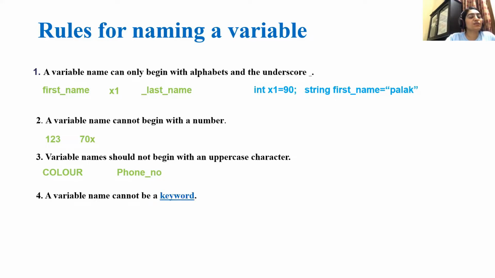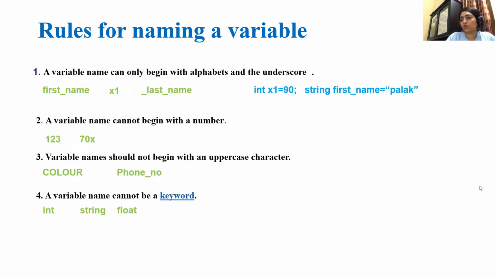A variable name should not be a keyword. What is a keyword now? You might be thinking, what are the keywords? For example, as I have written, int, string, float. So these are the predefined words in the computer's memory, and you should never declare them as your variable names. Otherwise, the computer will get confused whether it's a variable or integer or what it is. So never declare a predefined keyword.